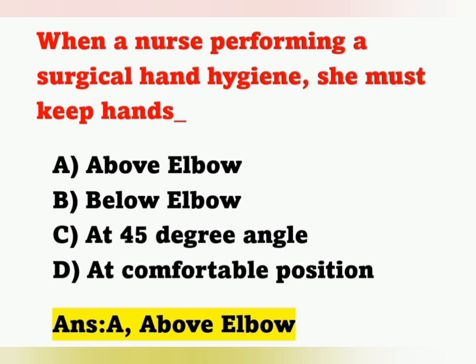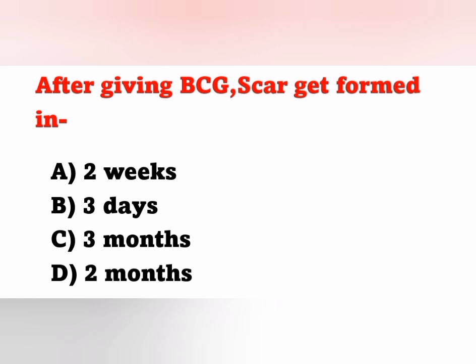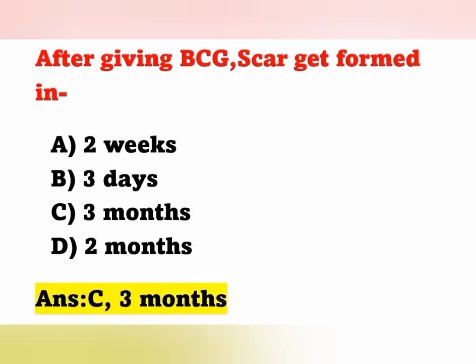The next question, after giving BCG, scar gets formed in. Options, option A 2 weeks, option B 3 days, option C 3 months, option D 2 months. BCG, Bacillus Calmette-Guérin, is a live attenuated vaccine which is given for tuberculosis. The dose is 0.1 ml and the site is intradermal, given through tuberculin syringe. Our question, the scar gets formed within 3 months. Option C is the correct answer.